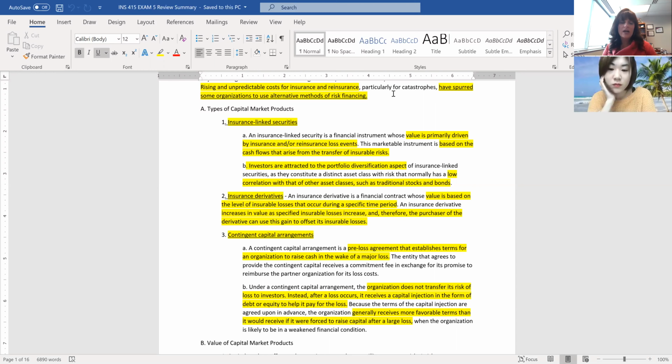The second major product is insurance derivatives, whose value is also based on losses that occur in a specific period of time. It might be a calendar year, most likely, or even a longer period. The value of that derivative increases as losses increase. So whoever buys the derivative is going to use that gain to offset the insurable losses.